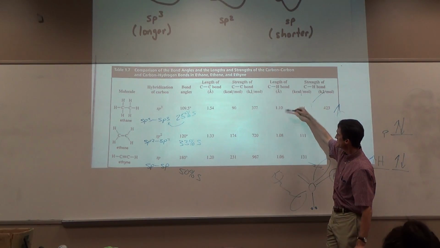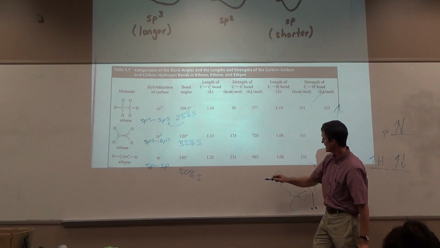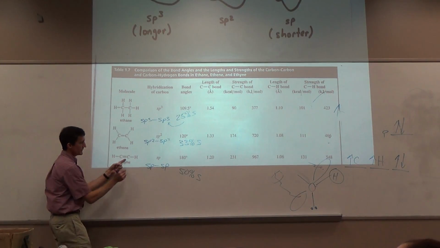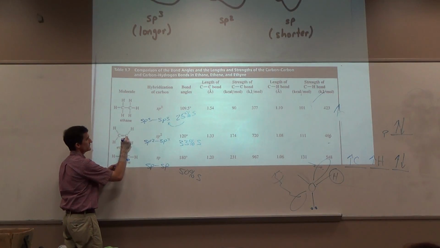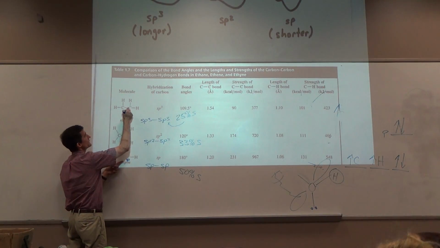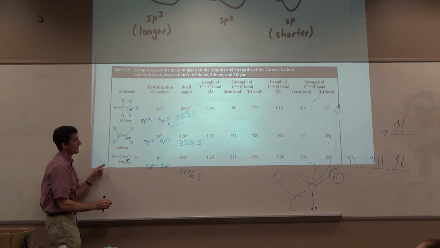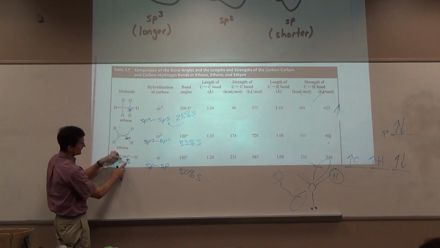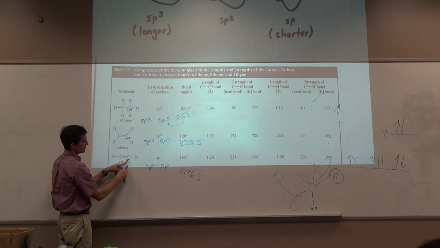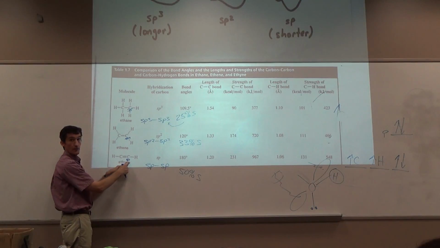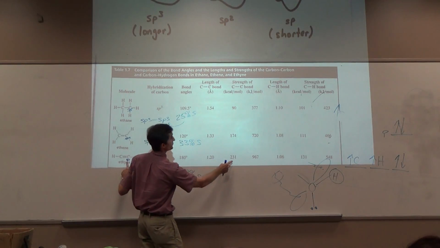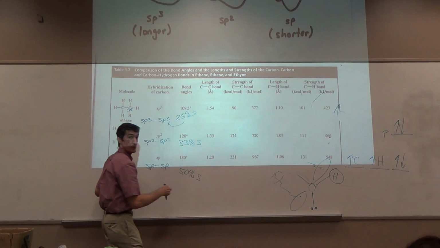Same thing with the length of the CH bond. As you go down, the H has no hybridization, it's just an S. But this is an SPH, this is an SP2H, and that's an SP3H. The H orbital is no different. The difference is the carbon. Which bond do you expect to be shorter? The one using the SP orbital, because that's a shorter orbital. And hopefully that's what we get, right? Isn't it shorter? Not by much, but the trend holds and you get the right answer.